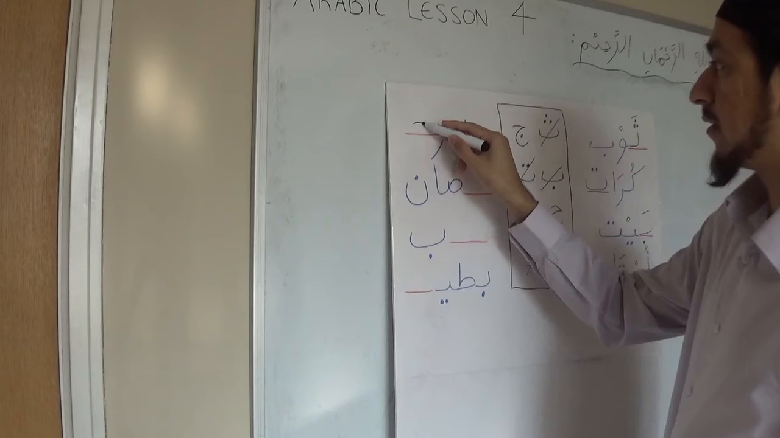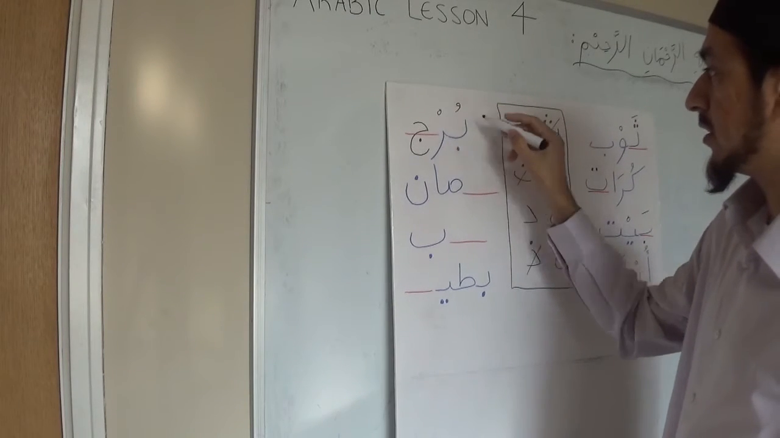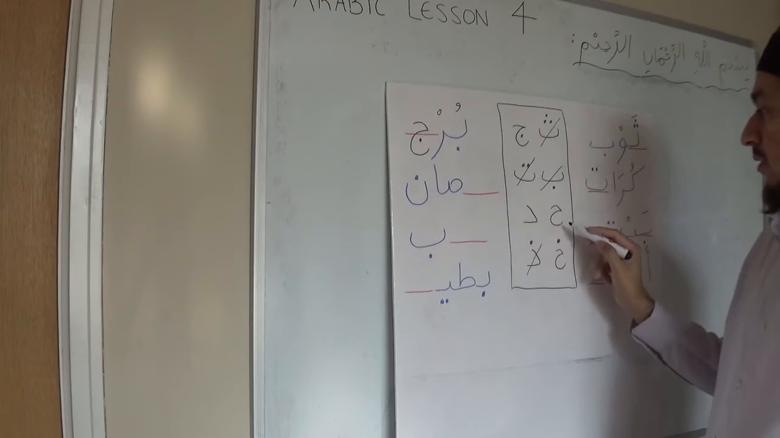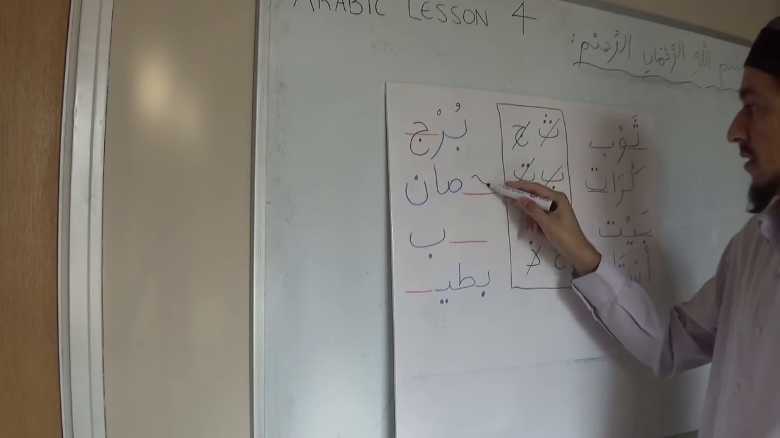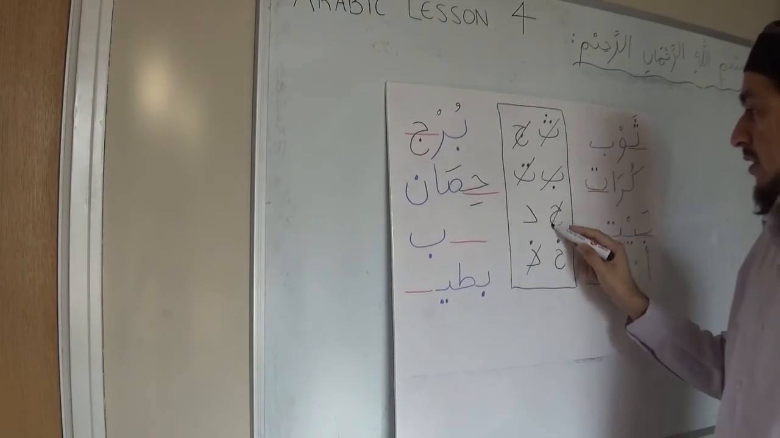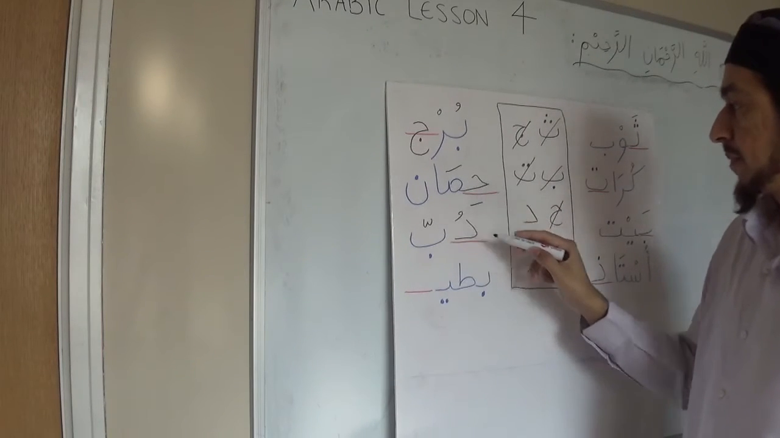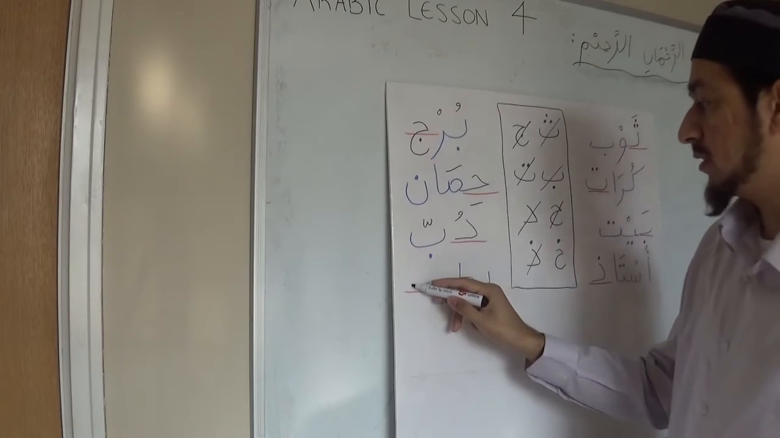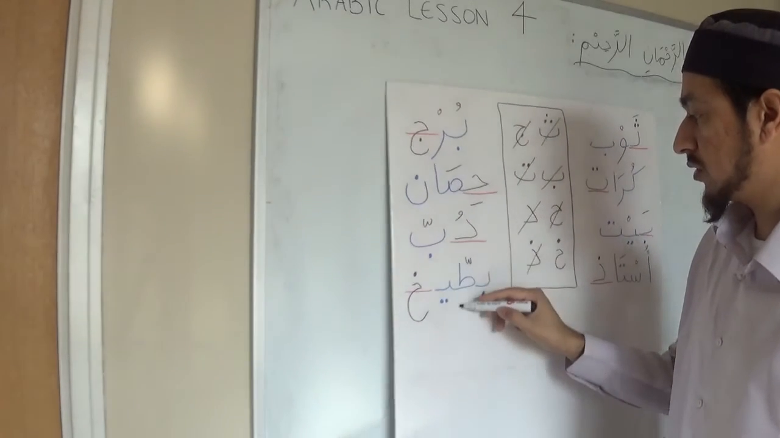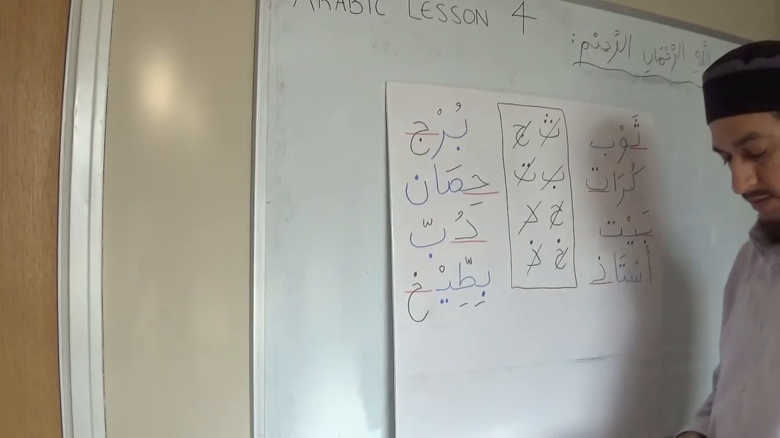Burj, and notice what goes above the line, what goes below the line. Burj, tower. We have Hisan, horse. Dub, which was a bear. And finally Bittikh, which was a watermelon. And that's it.